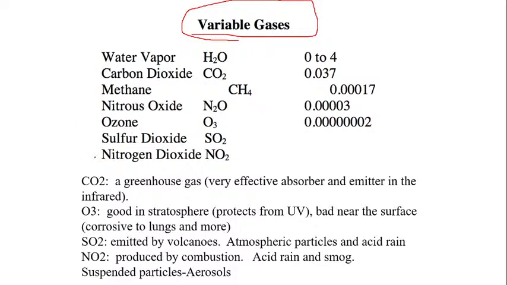Carbon dioxide is a greenhouse gas. Ozone is very good in the stratosphere, as it helps in the absorption of UV rays. NO2 is produced by combustion. The atmosphere also contains minute solid or liquid particles in suspended forms, and they are called aerosols. With this, I conclude today's session.